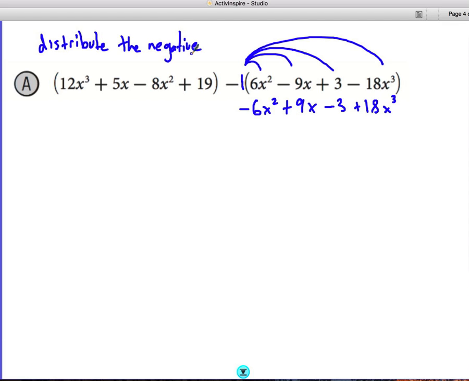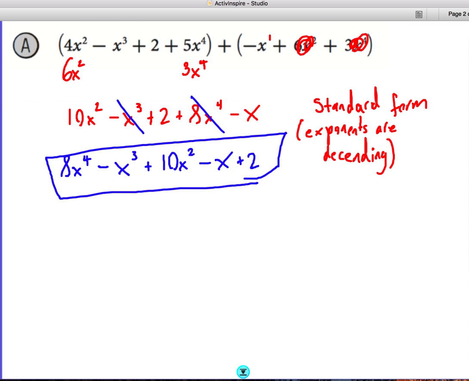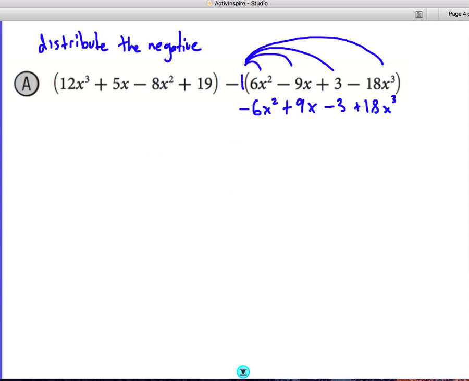So we distributed the negative, and now we're going to continue the steps as we did when we added the polynomials. So now we're doing the same thing that we did in the first example. What I want to do is line up the exponents, the ones that match. This 6x squared is going to combine with this negative 8x squared. The 9x combines with the 5x. The constant of negative 3 combines with the 19. And the 18x cubed combines with the 12x cubed.